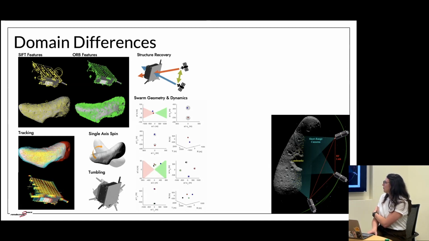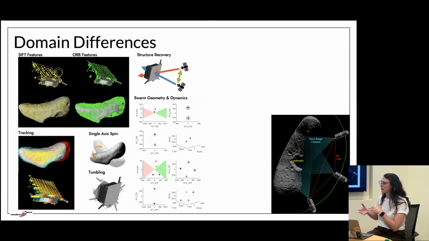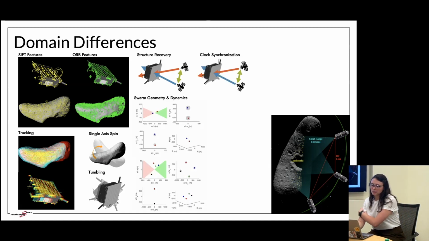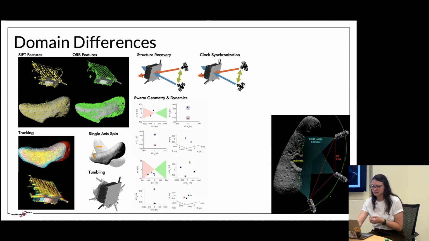And then the swarm geometry and dynamics, right? I have my three-spacecraft string of pearls for the asteroid, but that's probably not what we're going to be doing if we're looking at a spacecraft that we're going to perform maintenance on or something like that. It can be 2 observers, 4 observers. How many observers do you need in order to get the best information? And also clock synchronization. This is a huge issue, especially when it comes to images, because if my images are misaligned, the 3D data I'm getting out of it is going to be useless.